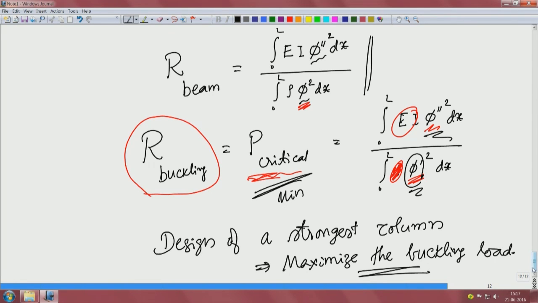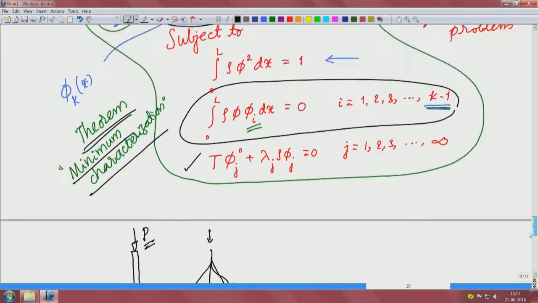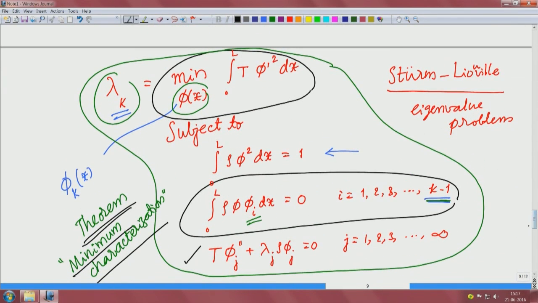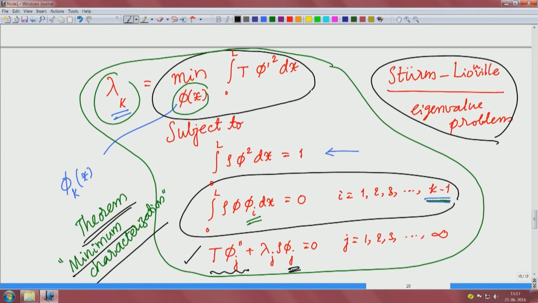That is why you pose this minimum characterization theorem for eigenvalue problems, and they all go under it. What will be different is just the operator; we are taking a function, doing some operation and finding that it is equal to the function times a constant. That is the nature of these eigenvalue problems or Sturm-Liouville problems, okay. In the next lecture we will discuss the optimal design of a strong column, or rather the strongest column. Thank you.